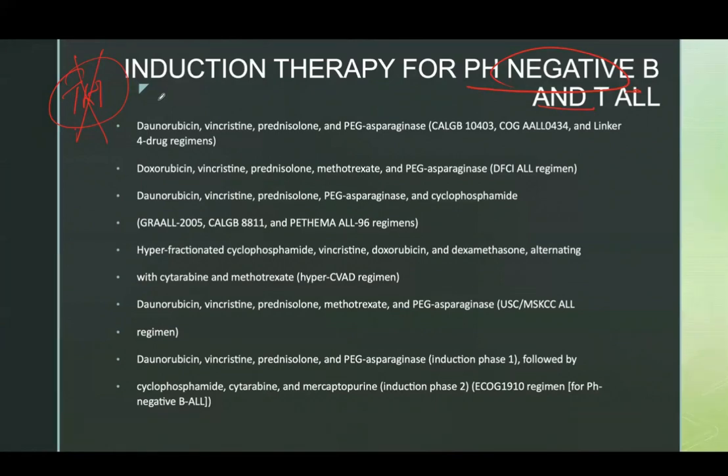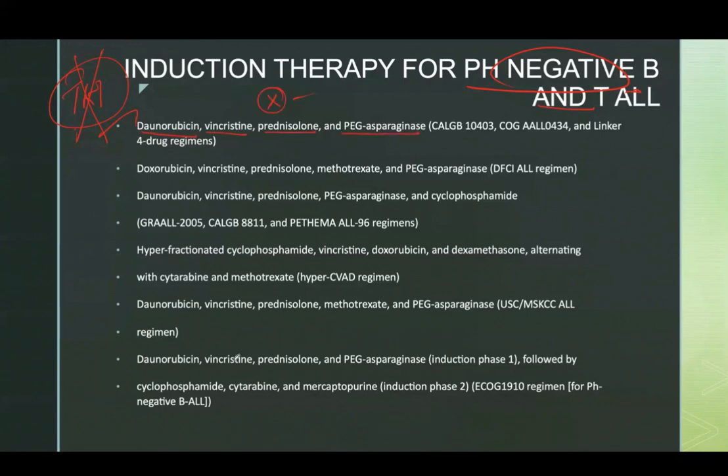They mentioned ALL and they mentioned Philadelphia chromosome negative, and many candidates, in spite of that, went ahead and just marked TKI. Okay, in case of Philadelphia chromosome negative ALL, let it be B cell or T cell ALL, this is the standard regimen. Just remember the very first line: daunorubicin, vincristine, prednisolone, and PEG asparaginase. That's all. You don't need to know the entire thing.